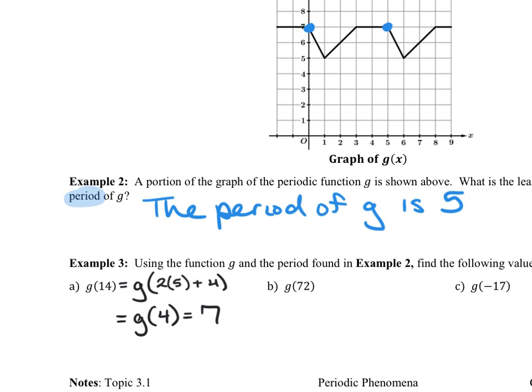Okay, what about g of 72? How many times does 5 go into 72? Oh yeah, we have to think about that one. 14 times, so this is going to be 14 times our period. So we'll repeat this pattern 14 times with how many left over? 2. 5 times 14 is 70, 70 plus 2 is 72. So really, we would repeat the pattern 14 times and then move 2 more spaces forward, which means g of 2 would be how much? 6. Very good. Let's put a little box around this one.